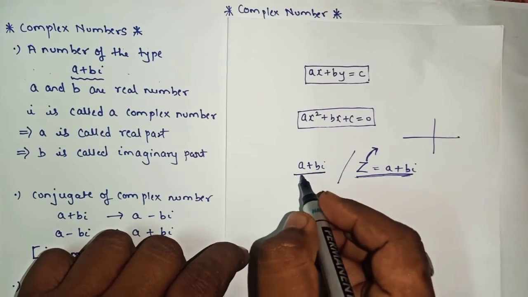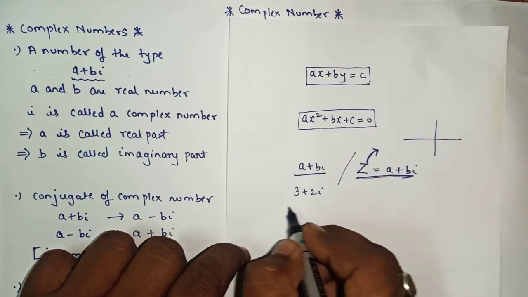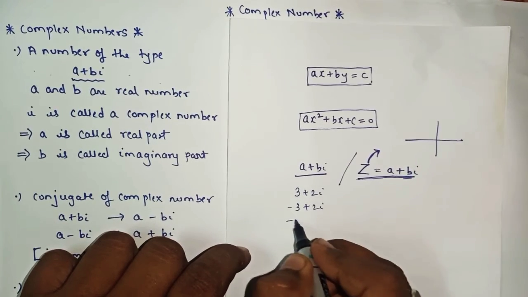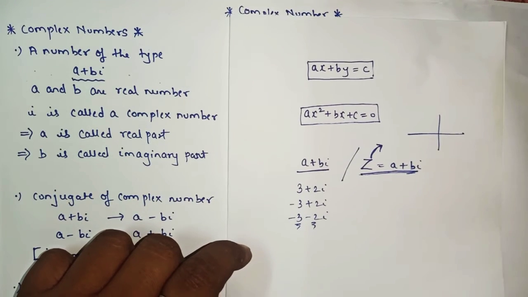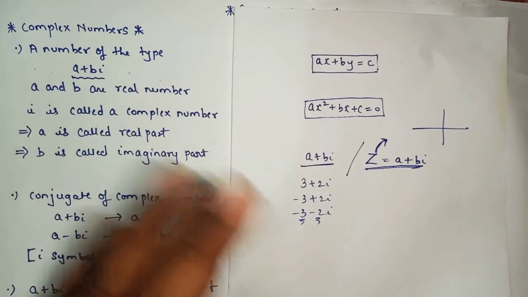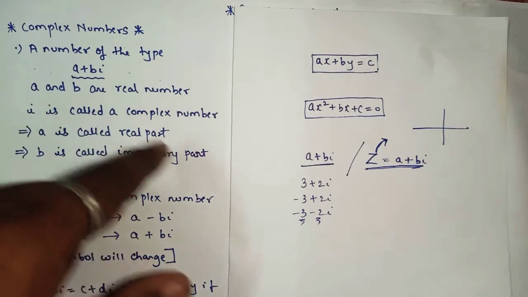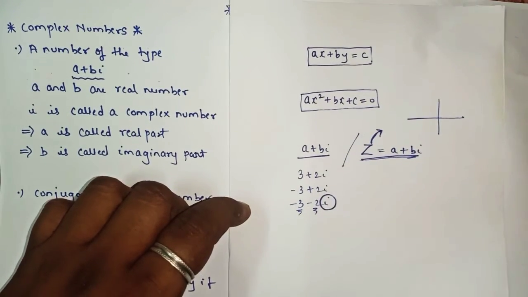Real numbers means in place of a and b there will be a number, like 3 plus 2i, minus 3 plus 2i, or minus 3 minus 2i. It can be a positive number, a negative number, or a fraction. Real numbers. And i here is called the imaginary unit.